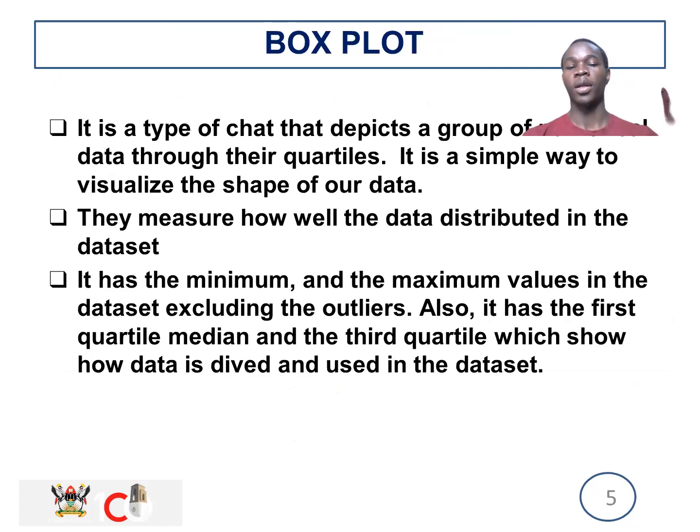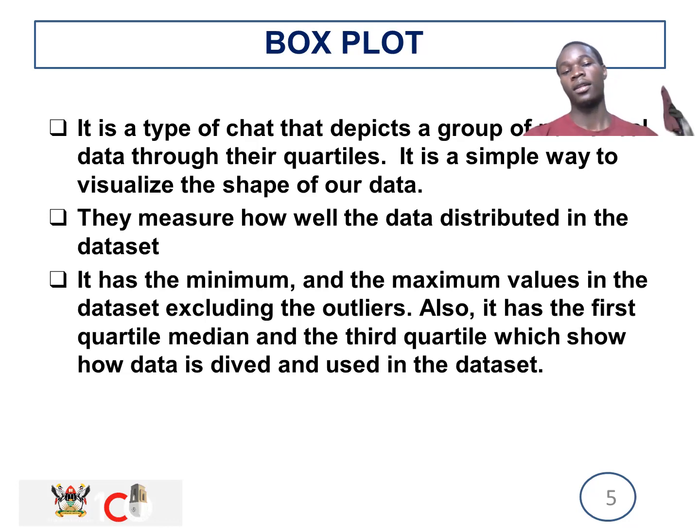Then you have what we call a box plot. It is a type of chart that depicts or arranges a given group of data through their quartiles. It has what we call the maximum and the minimum, the third quartile, the first quartile, and the minimum. Beyond the range are our outliers, the values which cannot easily be plotted inside the box.